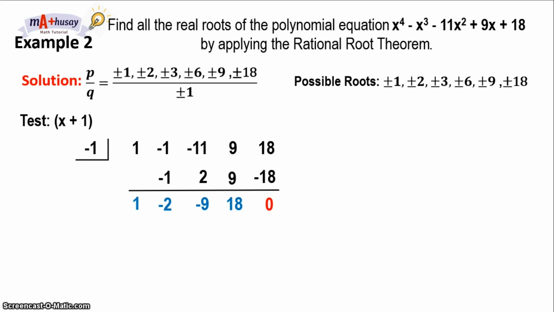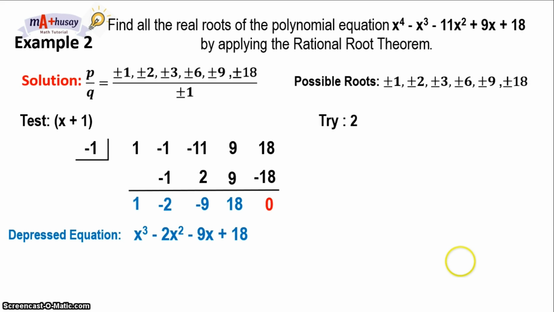Hence, x plus 1 is a factor of p of x. And this also means that negative 1 is one of the roots of p of x. Now, from here, obviously, you have a depressed equation in the form of x cubed minus 2x squared minus 9x plus 18. To solve the depressed equation, we will again test all these possible roots. So, again, we will have our synthetic division.